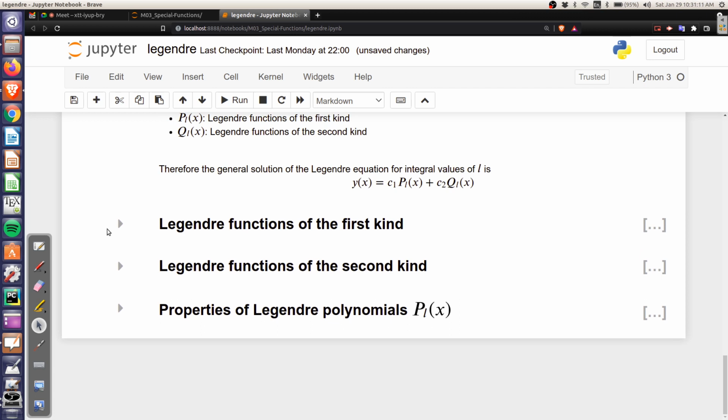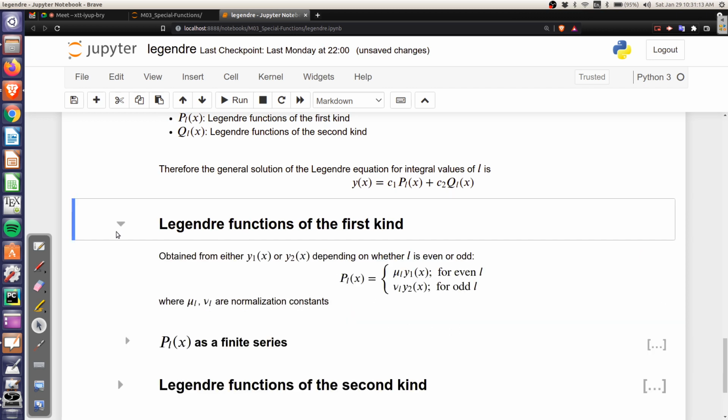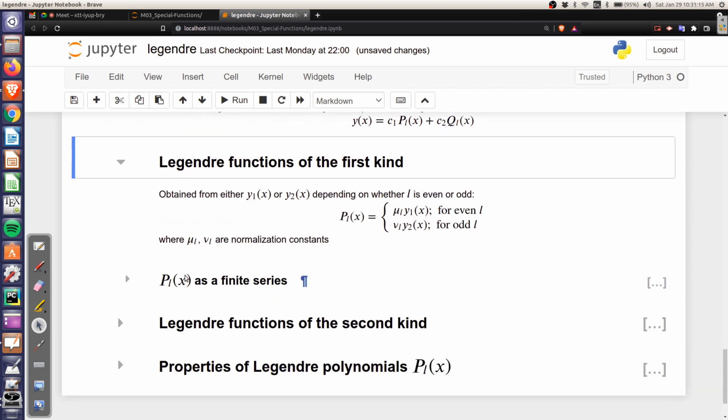Now let's have a look at Legendre functions of the first kind. So we already saw it is obtained from either y1 or y2. We cannot say that the Legendre function depends only on y1 or only on y2. It depends on both, depending on whether L is even or odd. So if L is even, it will be y1 times some constant, a normalization constant mu L. If L takes an odd value, then it will be y2.